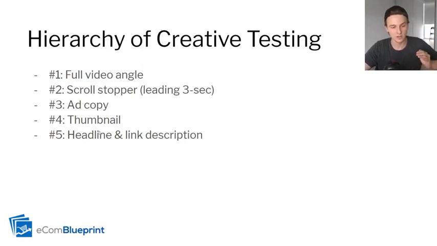You should test as high up as you can, given the content that you have, right? If you've got videos that you haven't tested yet, then you should test that. If you've tested all your videos, then you should test different scroll stoppers. If you've tested all your different scroll stoppers, you should test ad copies. If you've tested all your different ad copies, you should test thumbnails and so on. That's what I would recommend doing.